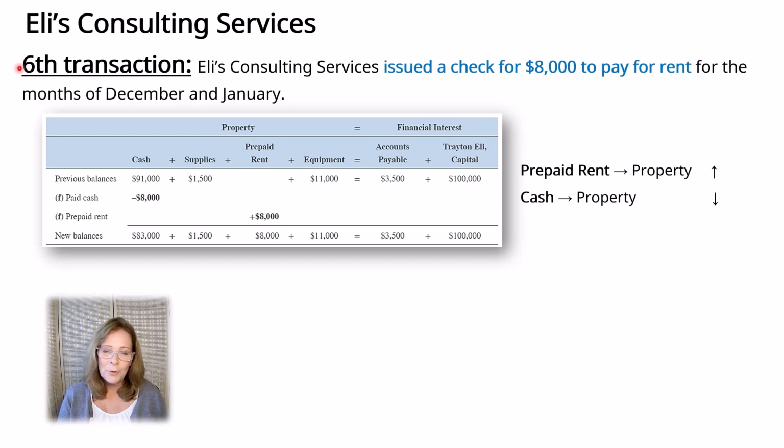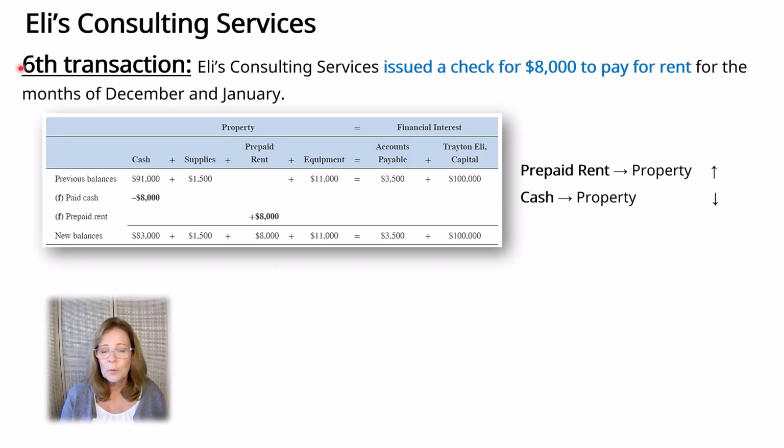The sixth transaction occurs when Eli's Consulting rents office space. The landlord required that rent for the first 2 months, December and January, for a total of $8,000 be paid in advance. That's not uncommon. Quite often, commercial property landlords will want a deposit and several months of rent paid in advance. Now, there are special accounting rules when it comes to expenses that are paid in advance. In accounting, this prepayment is considered a form of property because the business could get a refund potentially if it did not use the facilities the entire time.